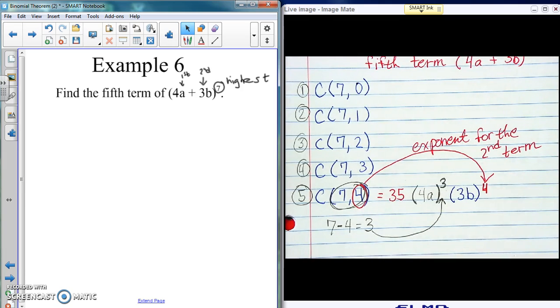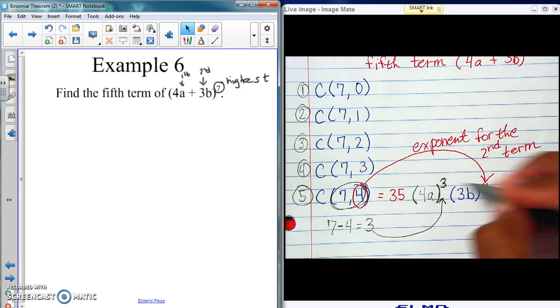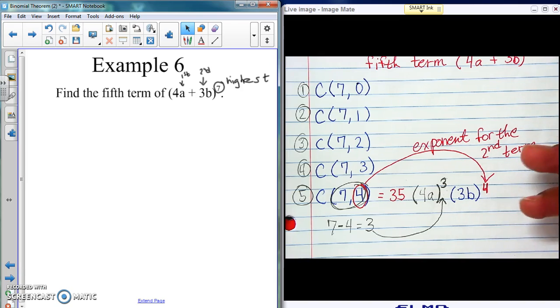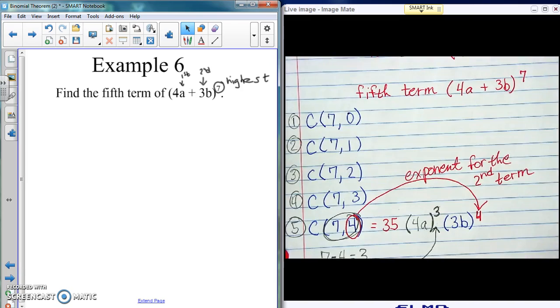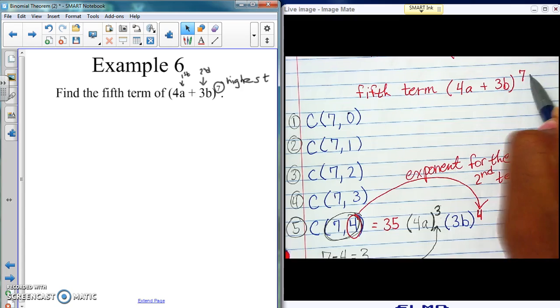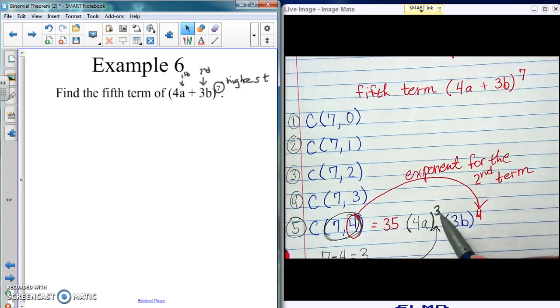Now, the biggest part about this, I've said this before, and sometimes it made sense to people, sometimes it didn't. Whatever these exponents are right here that you put in, they must add up to be the highest exponent. So again, our highest exponent is 7. Whenever you have these two, they must add up to be 7.